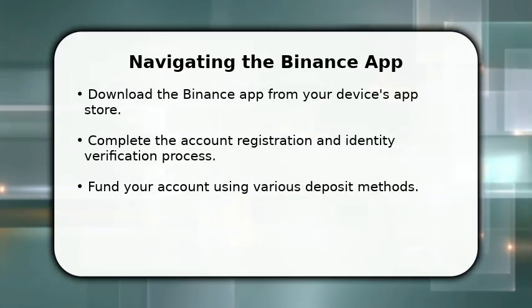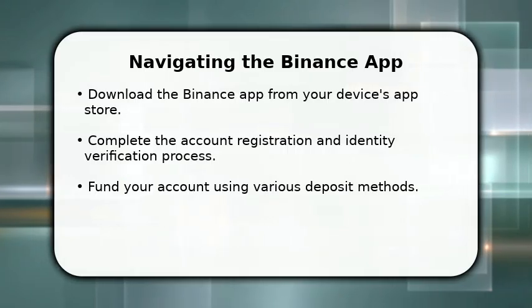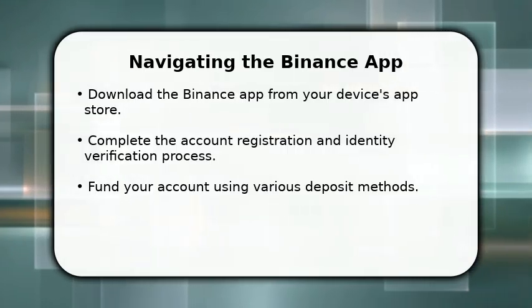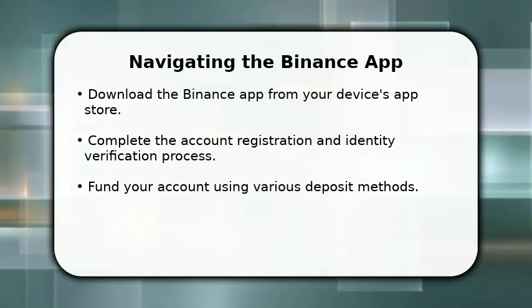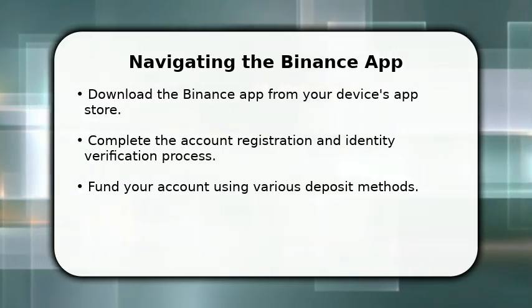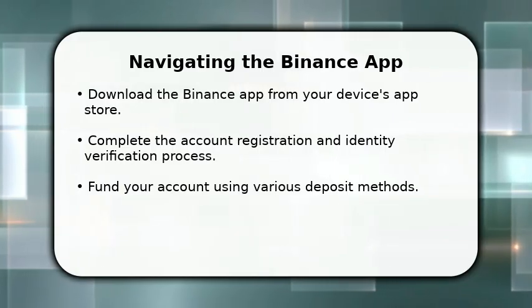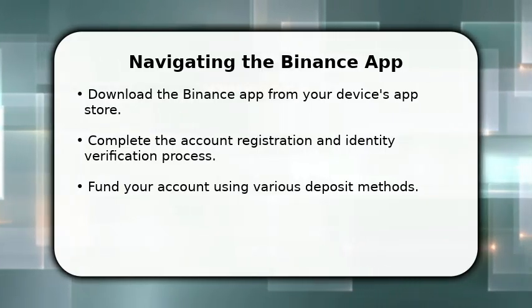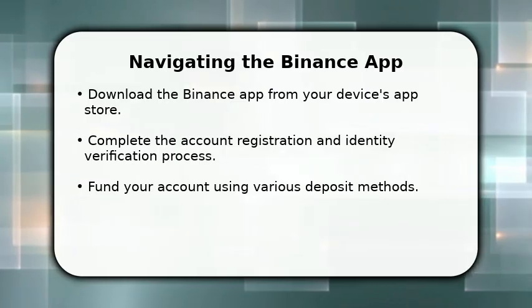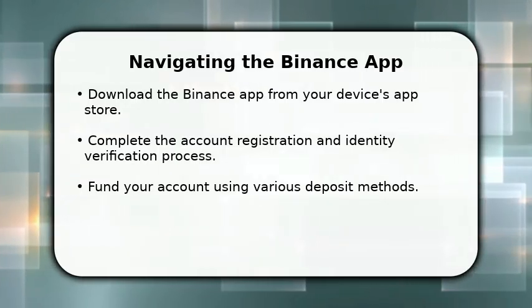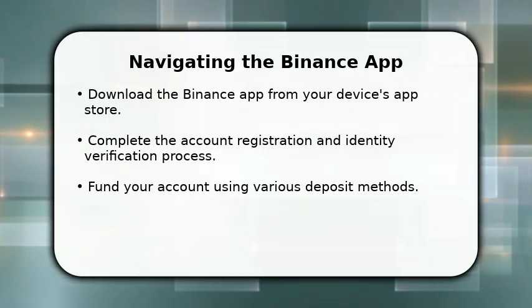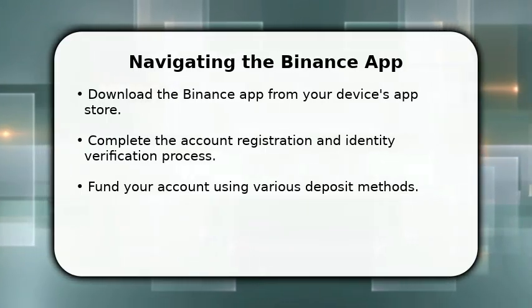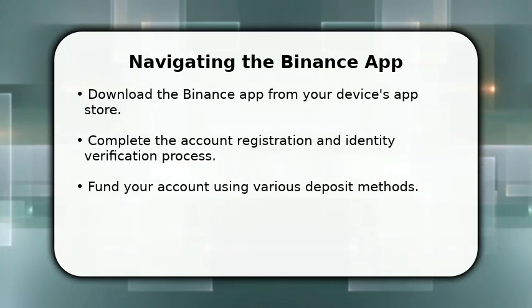In this video, I will show how to operate the Binance app. First, download the official Binance application from your mobile device's app store. Once installed, you'll need to register for an account and complete the identity verification, also known as KYC, which typically takes a few minutes. After verification, you can fund your account using methods like bank transfer, debit card, or peer-to-peer trading, with minimum deposits often starting around $10.